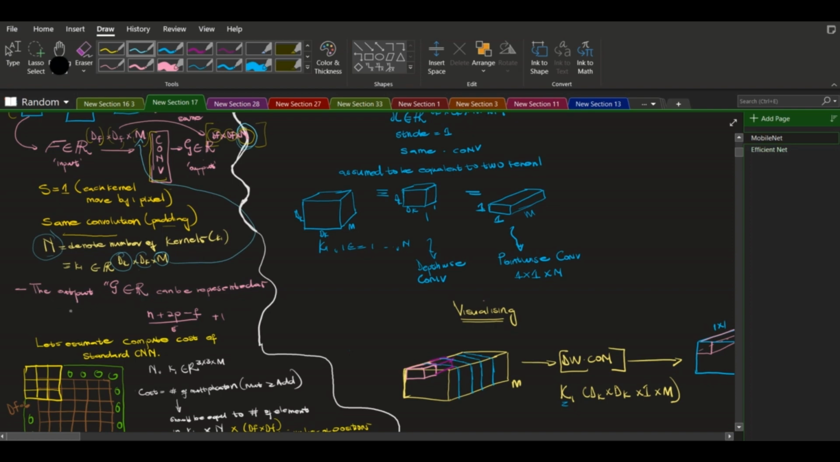Okay, then the output is going to be represented as follows. We can represent everything with this formula here. If we have an input, for us to get an output, we can represent it with this formula. So n denotes the spatial dimension, then this is the padding, right? Then we have the stride, then we subtract the kernel, then we add +1.